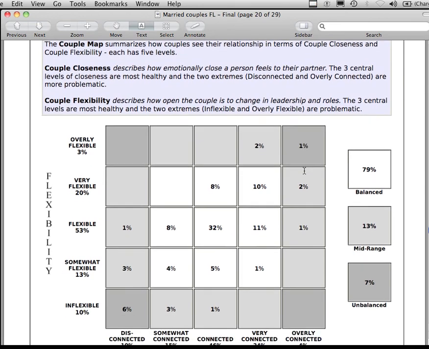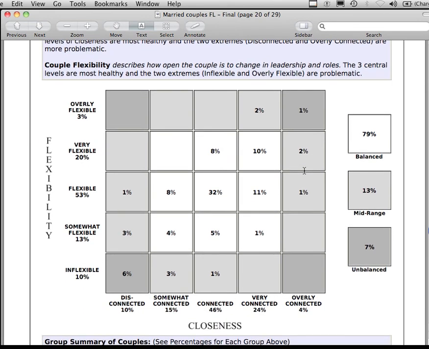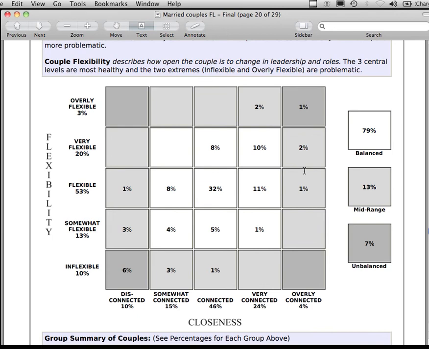You'll remember the couple and family map is a part of the checkup, and what we do in this section is we just show you the percentages from the whole sample. Where did couples fall on the map? And you can see that 32% fell right in the center, flexible and connected. That's a great spot to be. If we look over here, you can see 79% of the sample fell in this balanced level in the middle box.